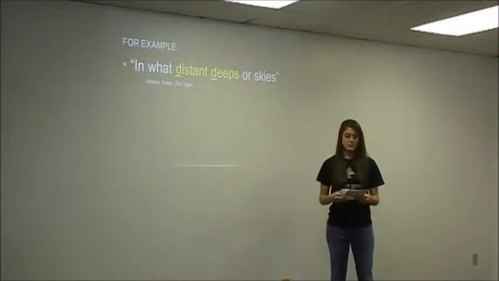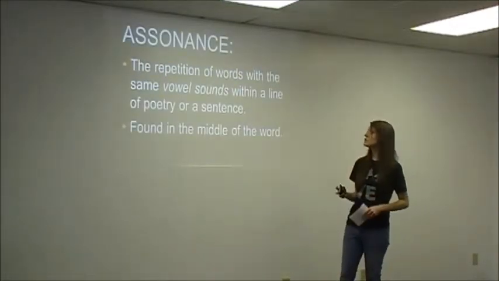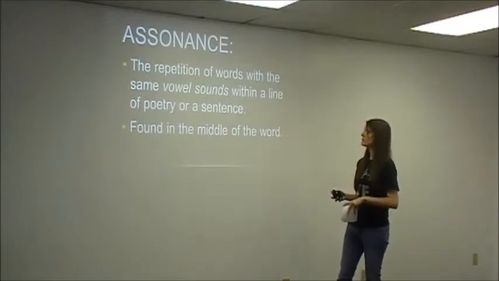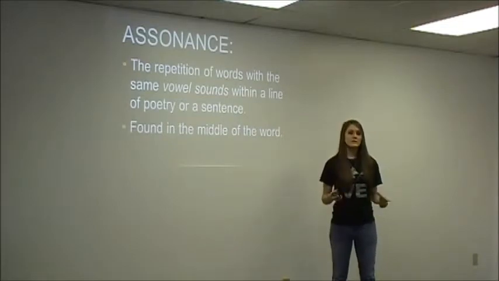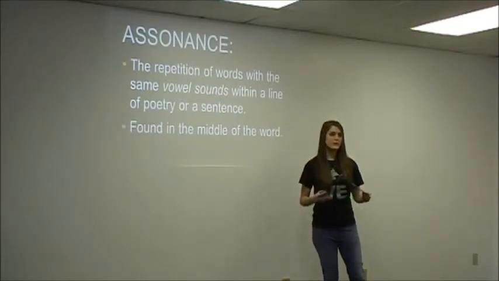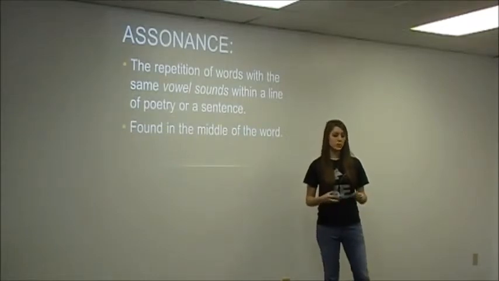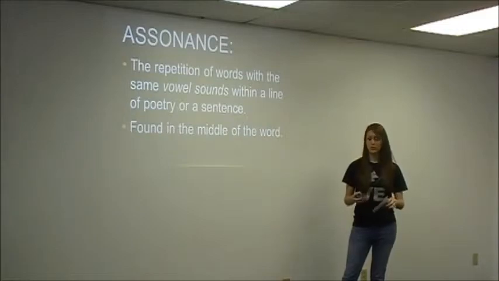Next, we're going to talk about what's called assonance. Assonance is the repetition of words with the same vowel sounds within a line of poetry or sentence found at the middle of the word. So similarly, just like alliteration, it's using the repetition of a certain sound from words. Only in this case, it's a vowel sound within the middle of the word.